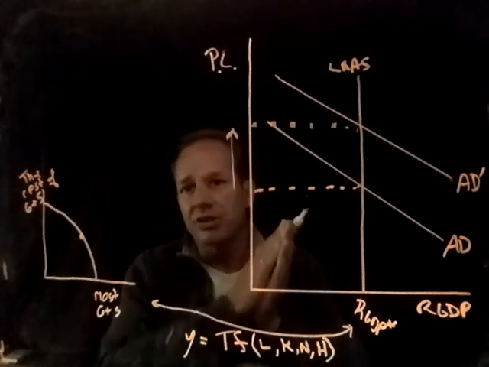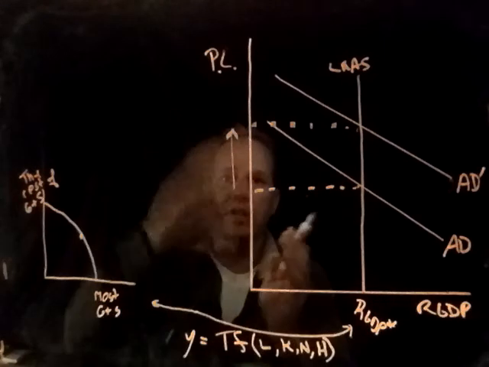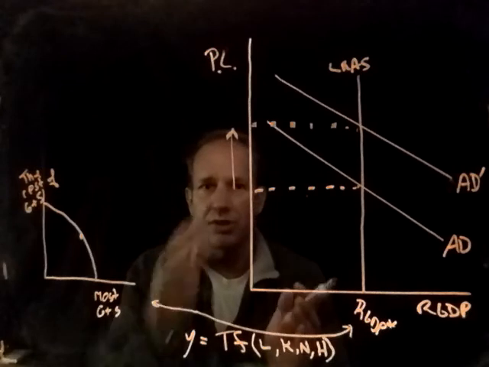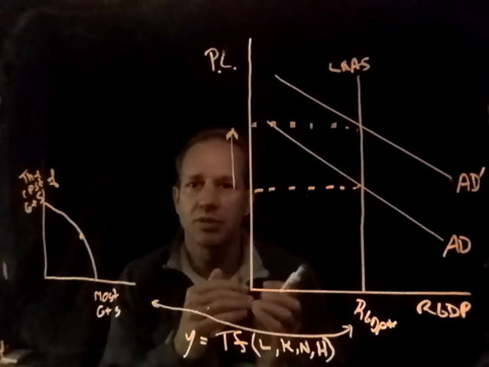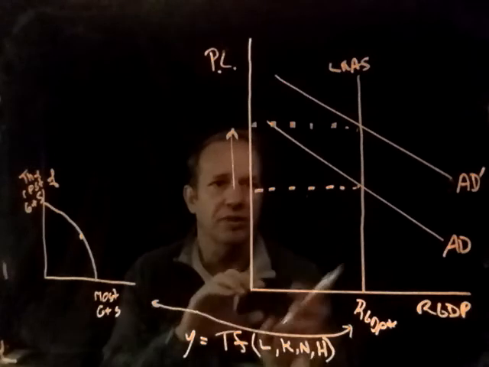So the classical dichotomy is illustrated here, where nominal variables and real variables are not related to each other. The nominal variable can change, but the real variable stays the same. That's the dichotomy, or the separation of the two, nominal variables and real variables.